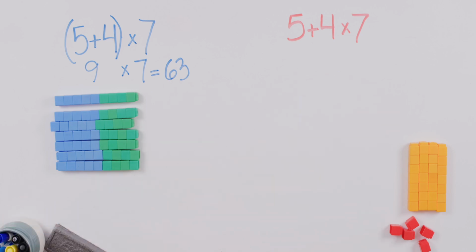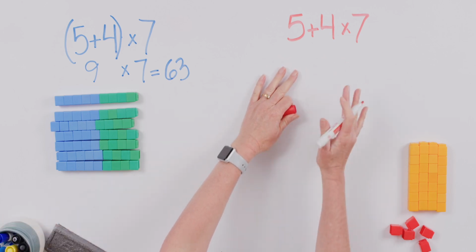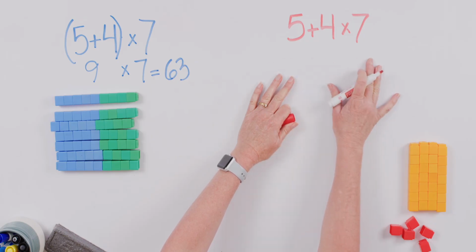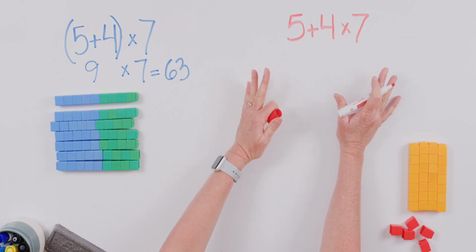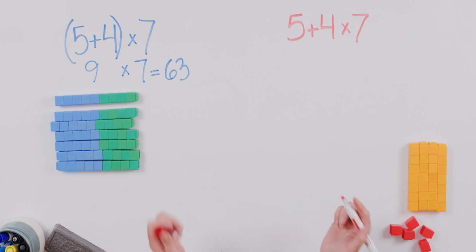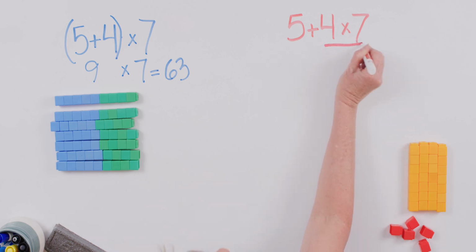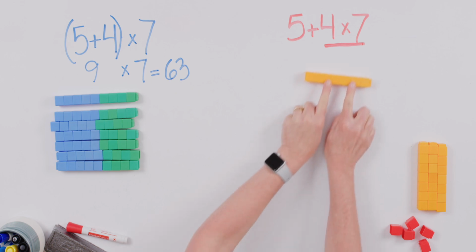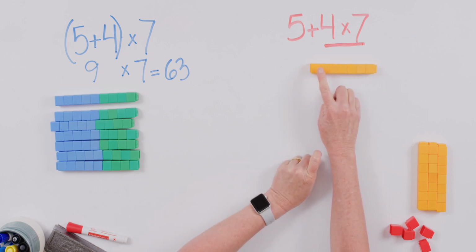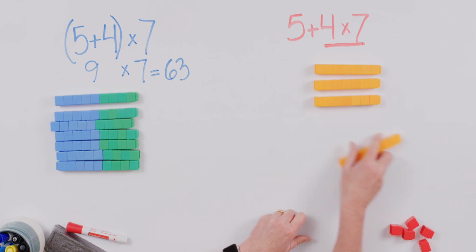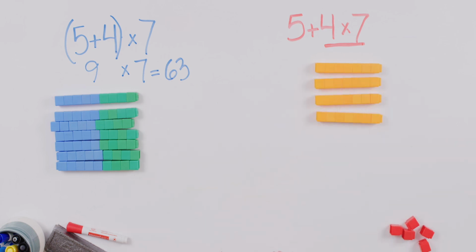What makes it different? Now we don't have the parentheses here, so we don't start with that. Our next is what? Exponents. Do we have exponents? No. What comes next? Yep, multiplication or division. So do we have multiplication or division here? We certainly do. We have our 4 times 7. We can also see that as 4 groups of 7. So let's show that now. We have one group of 7, right? 1, 2, 3, 4, 5, 6, 7. But I want 4 groups of them. 2, 3, and 4. So there's my 4 groups of 7.